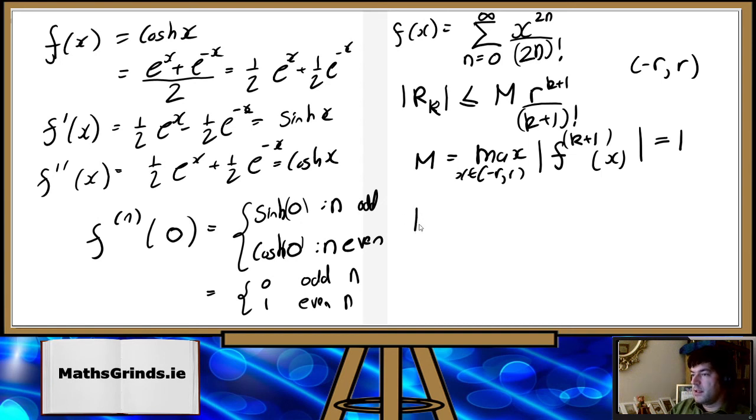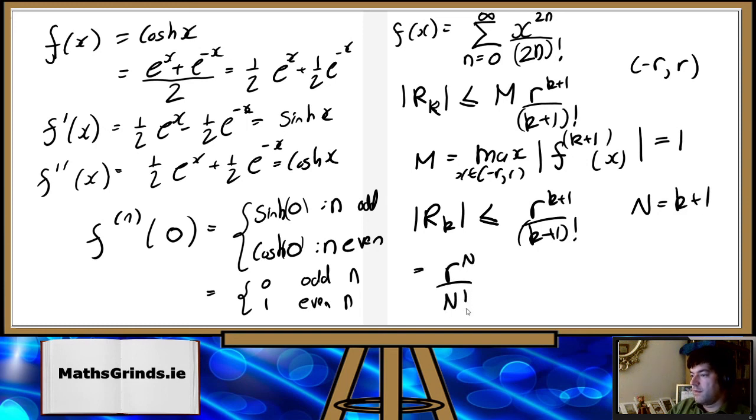So that means that the remainder will be less than or equal to r^(k+1) over (k+1) factorial. If we just let n equals k+1, this will be equal to r^n over n factorial. And then this will go to 0 as n goes to infinity. And that was proven around the 22nd of November, it was the question of the day, that last one here.